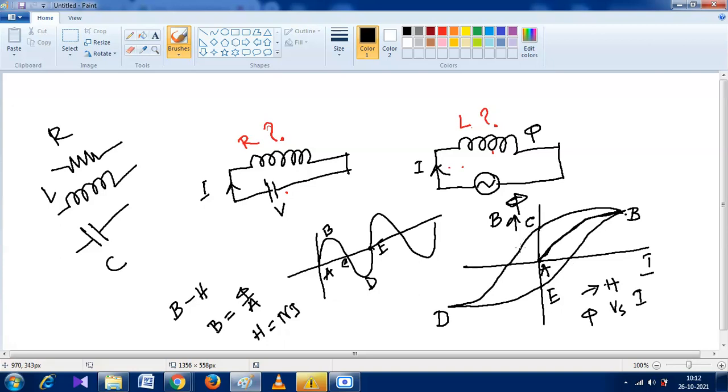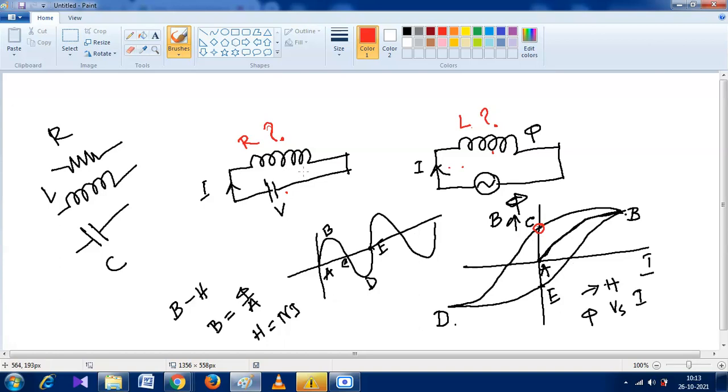After that, if we go in the negative direction and reach the maximum or saturation point, which is D, and then decrease the current again, it becomes E. The value of current is zero at A, C, and E. And you can easily see that at point C, when the current is zero, the value of flux is not zero. This is called residual magnetism.